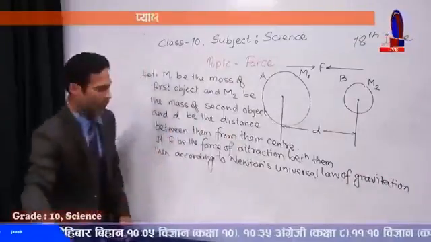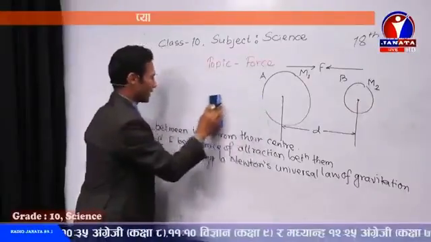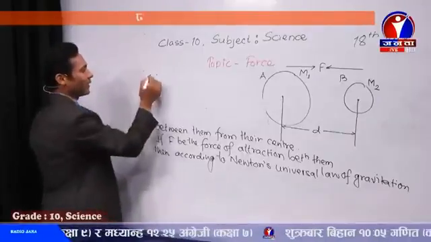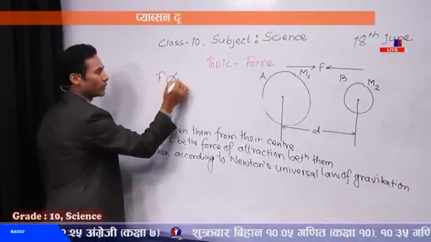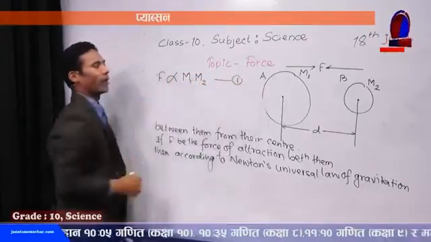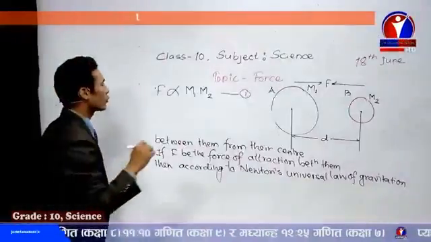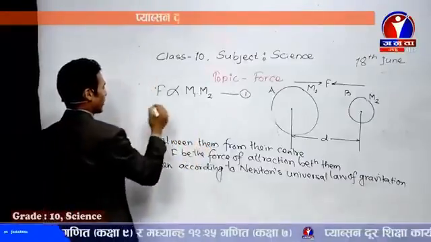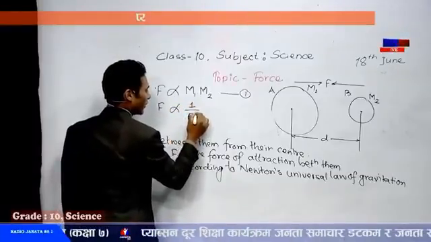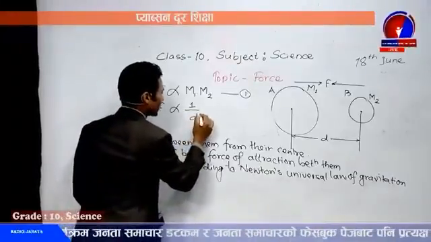So what Newton says is the force of attraction between them is directly proportional to the product of masses. That means we can write F is proportional to m1 into m2. This is equation 1. And also it says that it is inversely proportional to the square of the distance between their centers. That means again we can write F is inversely proportional to the square of distance, d square.